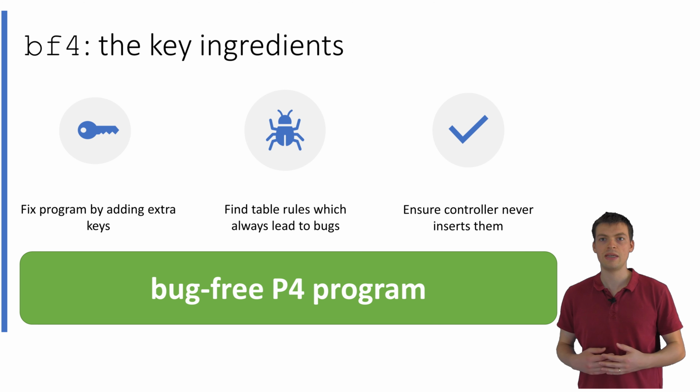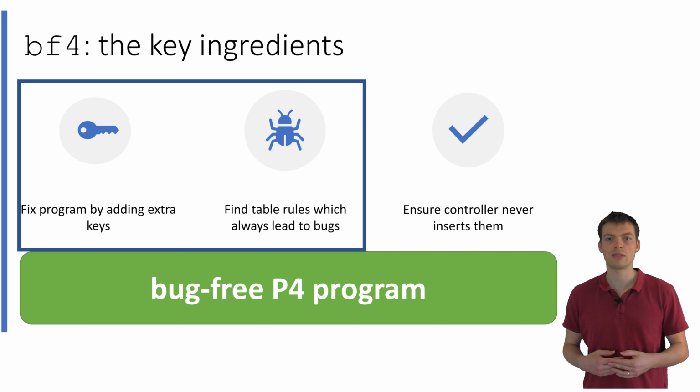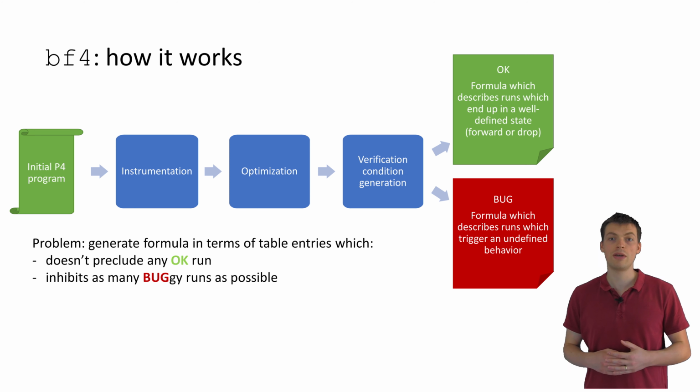Now that I've shown you the high-level idea behind bf4, I'll now switch to showing you how to compute fixes and inferring specs to rule out buggy runs. Recall that verification tools consist of these steps. bf4 is no different, with one notable exception. Instead of computing just one verification condition, we compute two of them. Bug, which describes inputs which end up in buggy states, and OK, which describes inputs which end up in well-defined forwarding states, such as forward or drop.